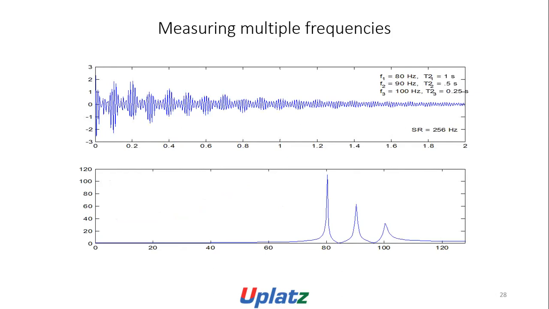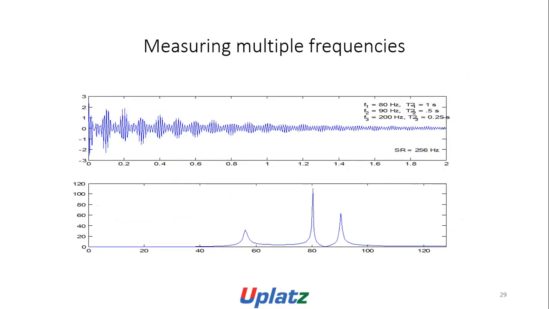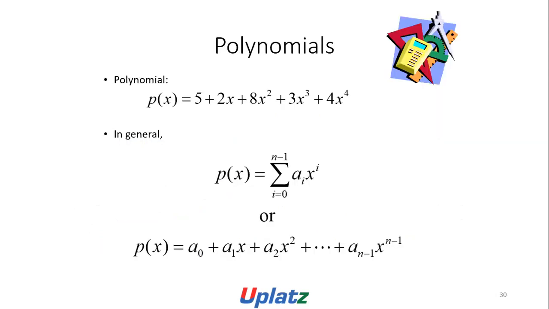For f1 is equal to 80 hertz, f2 is equal to 90 hertz, f3 is equal to 100 hertz, T2 1 is equal to 1 second, T2 2 is equal to 0.5 seconds, T2 3 is equal to 0.25 seconds are shown here. Measuring of multiple frequencies is possible. Here is another example also. The sampling rate is equal to 256 hertz.